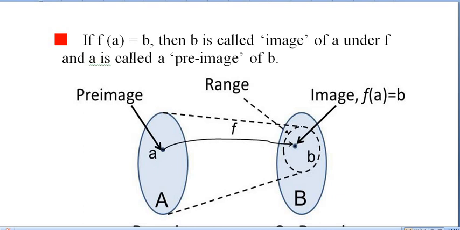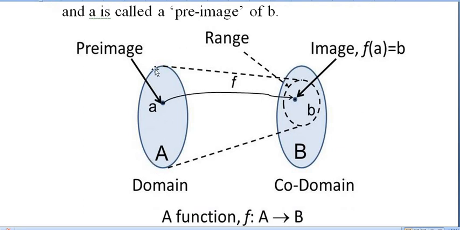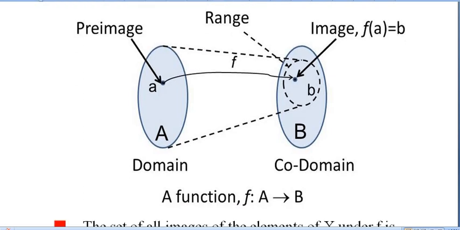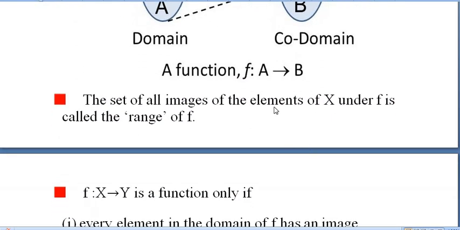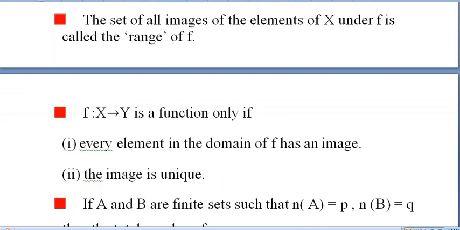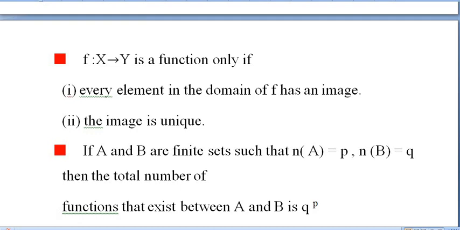If f of A equals B, then B is called the image of A under f and A is called a pre-image of B. So this A is called the pre-image, and this B is called the image. These are the elements of the domain, and these are the elements of the codomain. The set of all images of the elements of X under f is called the range of f. We have already studied the range, and we will see it once again today.